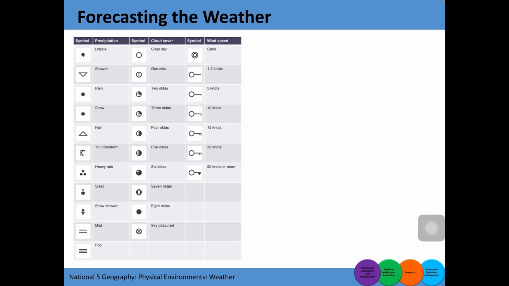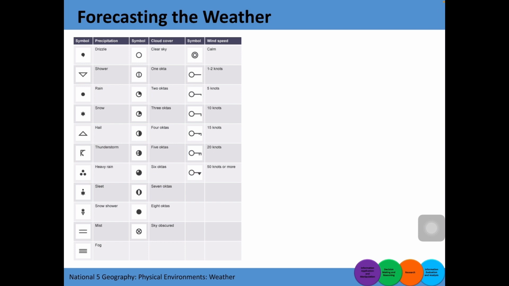On the left-hand side, you can see your different types of weather conditions that may be present. So these can be put together to make more complicated ones, which we'll discuss in a second. So the comma that you can see is drizzle. The upside down triangle is a shower. The full stop is rain. A star represents snow. The triangle itself is hail.